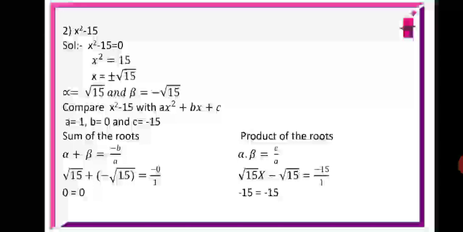Similarly, you can check the product of the roots, alpha into beta equal to c by a. So alpha is root 15 into minus root 15 equal to minus 15. Root 15 into root 15 is root 15 whole square, so the square and root get cancelled. So minus 1 into 15 is minus 15. So minus 15 by 1 is also minus 15. Hence we can verify the relationship between the zeros and the coefficients.